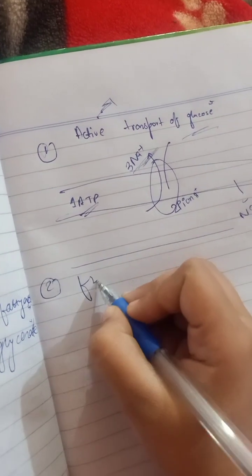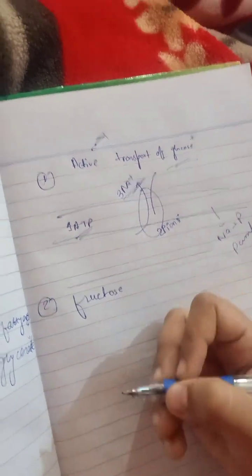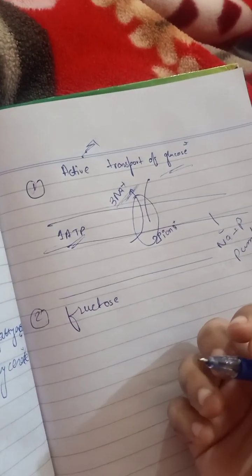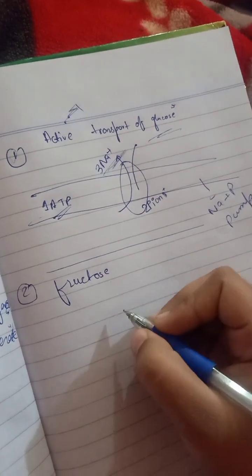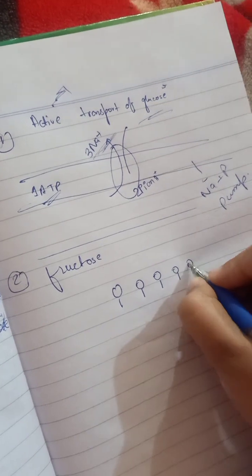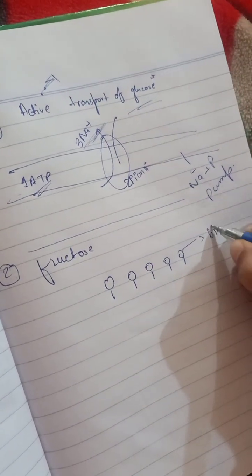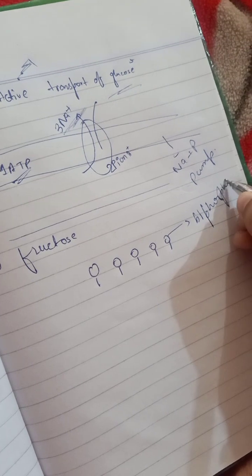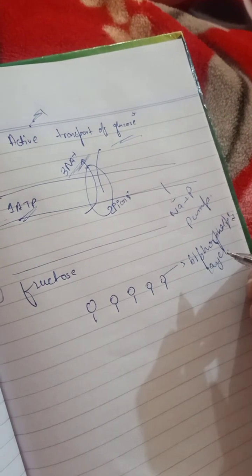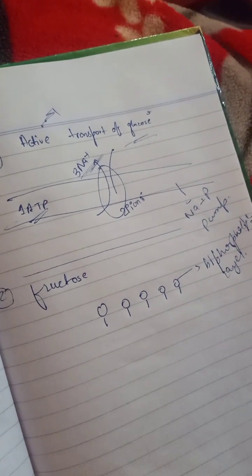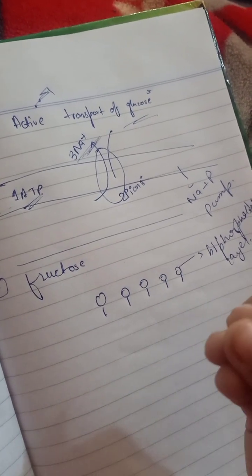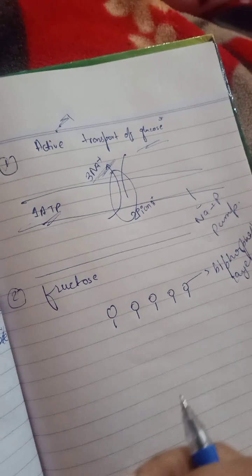After that, we have another molecule, which is fructose. Fructose is also a monosaccharide. For example, here we have the cell membrane, the bilipid phospholipid layer. These are the brush border epithelial cells, through which the fructose will move into the bloodstream, and after that into the blood vessels.